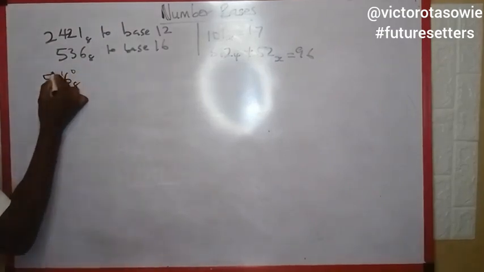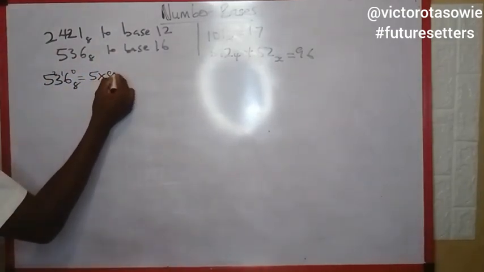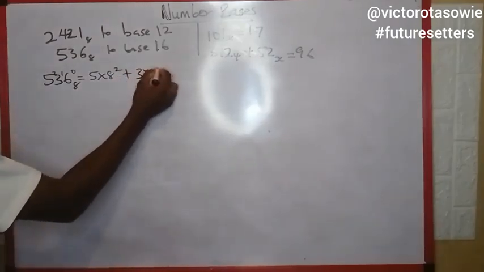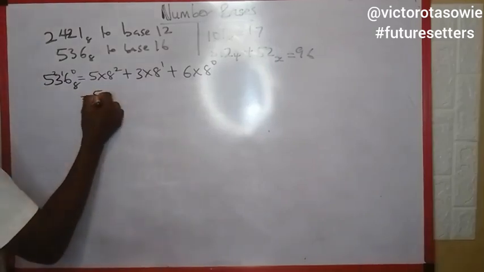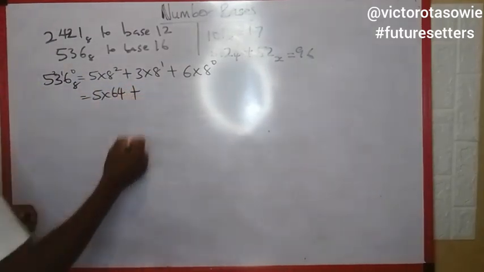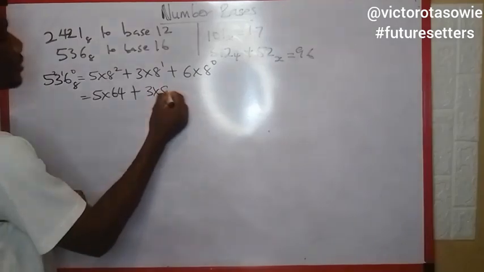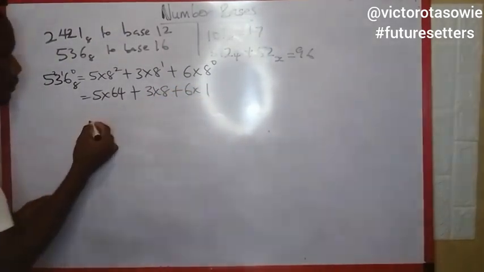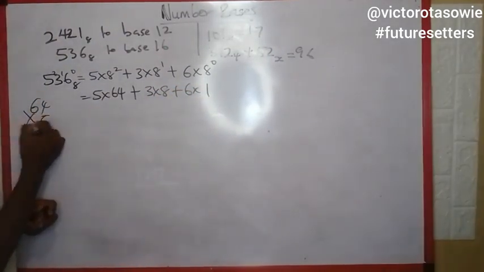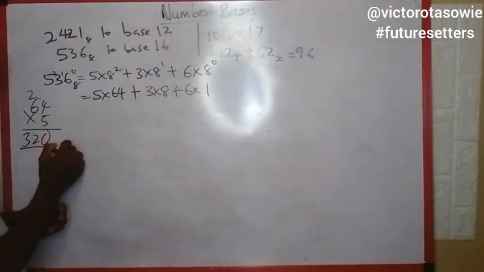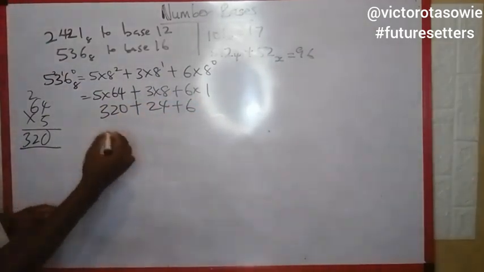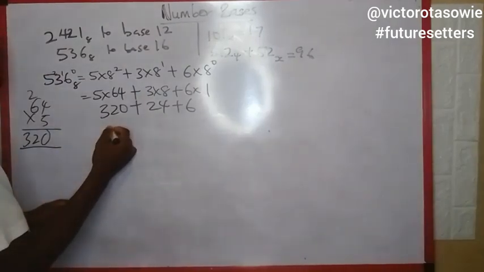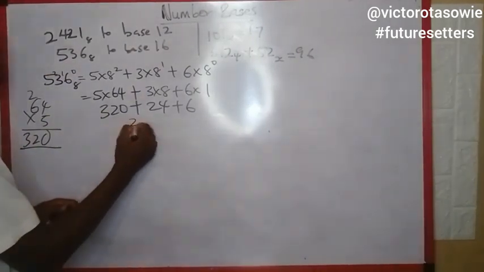So remember, the powers will be 0, 1, 2. So we have 5 times 8 raised to the power of 2, plus 3 times 8 raised to the power of 1, plus 6 times 8 raised to the power of 0, which is 5 times 64, since 8 times 8 is 64, plus 3 times 8 plus 6 times 1. Now we multiply 64 by 5 to get 320. Then 320 plus 24 plus 6, so this is 320 plus 30, which is 350.